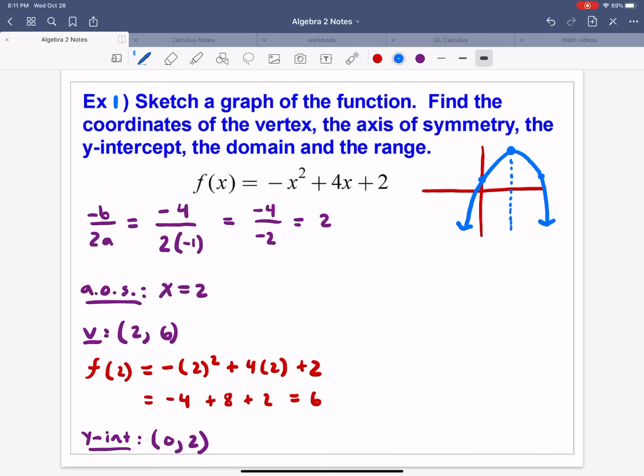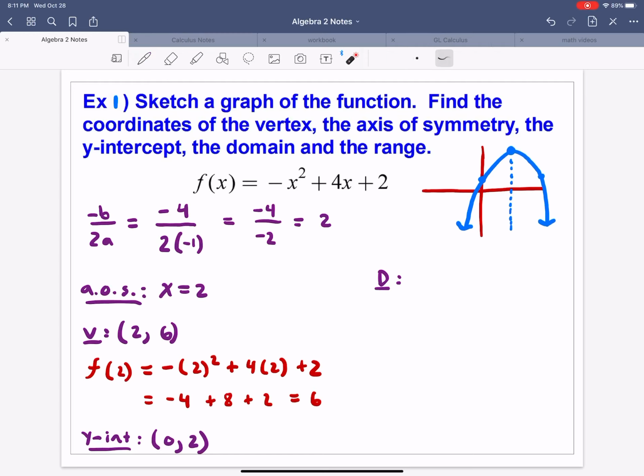Now, we could also have identified this opening down because when the a value is negative, that parabola is going to be reflected across the x-axis. So that's another way that you can tell that it needs to open down. So seeing that it opens down allows me to do my domain and range.